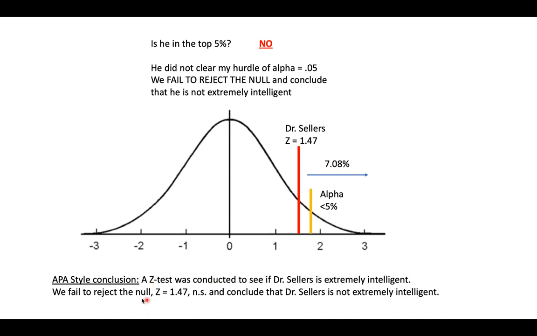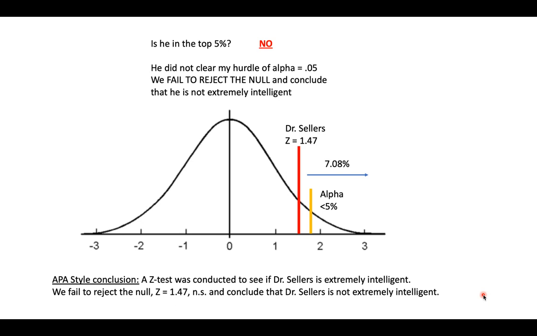So what we would do is we could write this up in an APA-style conclusion. Say, a z-test was conducted to see if Dr. Sellers is extremely intelligent. We fail to reject the null, z equals 1.47. Our result was not significant. We were not statistically significant. And we conclude that Dr. Sellers is not extremely intelligent.